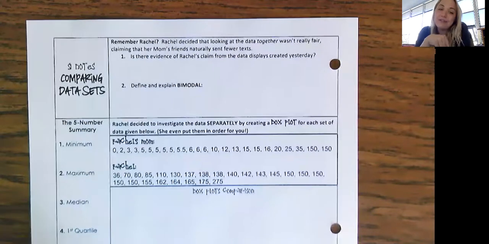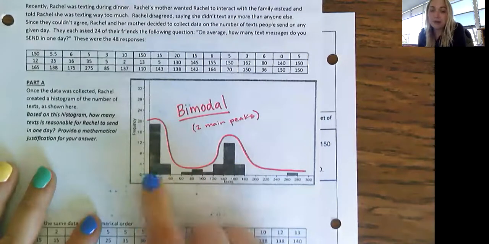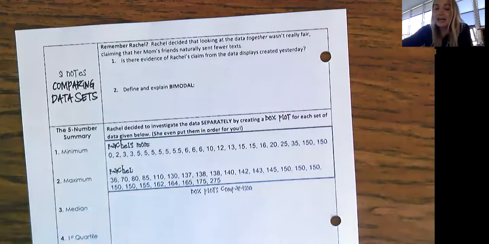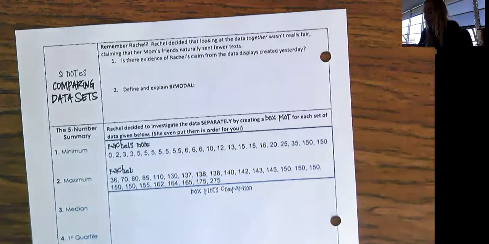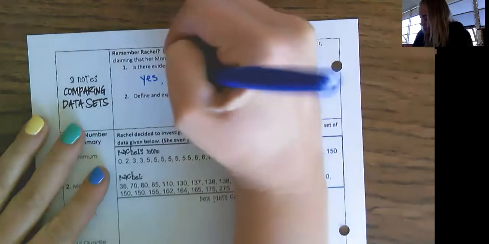So is there evidence of Rachel's claim from the data displayed yesterday? What data or what evidence did we have from yesterday? Well, yesterday's data looked like this. We had 2 main peaks and we called it bimodal. So was there evidence? Yes. We're going to write that in here. Yes. The data was split.